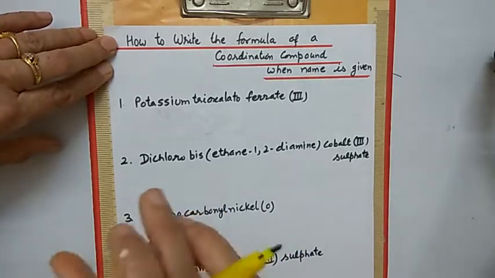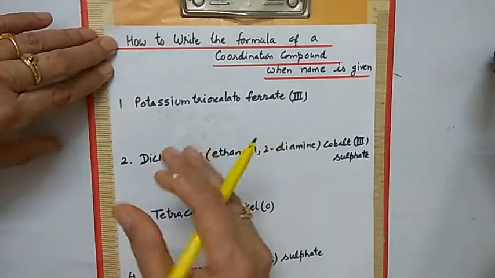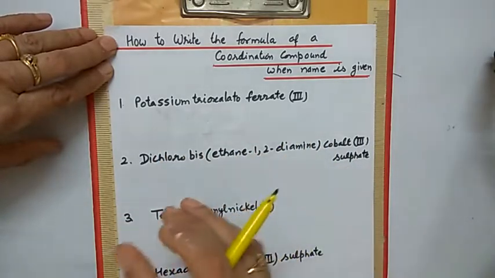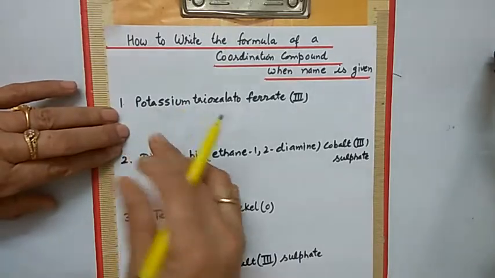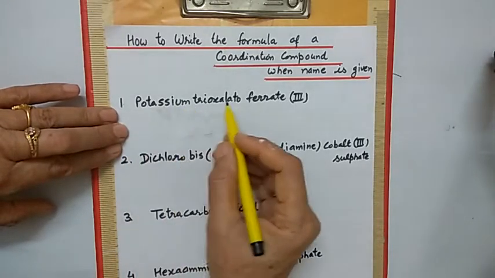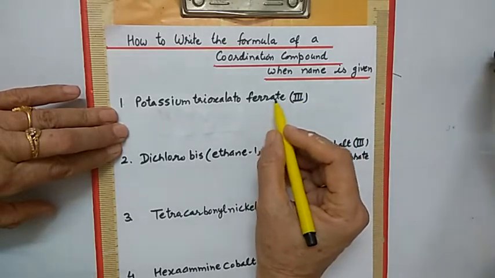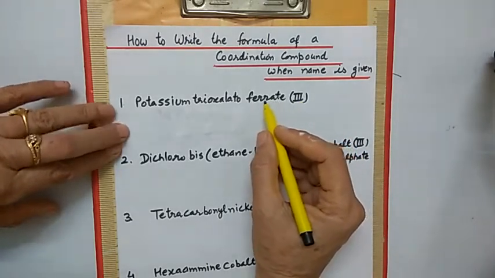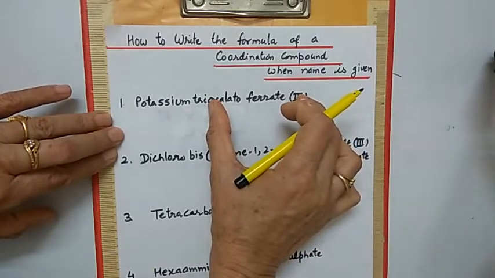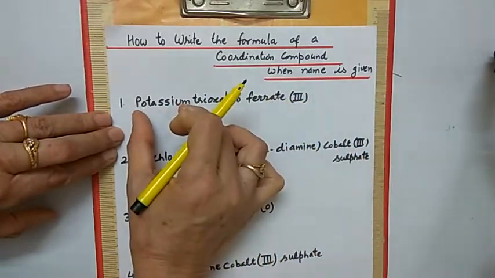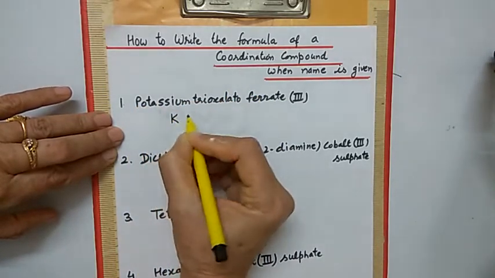While writing the formula of a coordination compound, we will write the positive ion first, then the negative part of the compound. Clear? So let us take the first example, potassium trioxalato-ferrate 3. You can see as ate is being used with the name of the metal atom, it means the complex ion is negative and the positive part is potassium. So we write K for potassium.